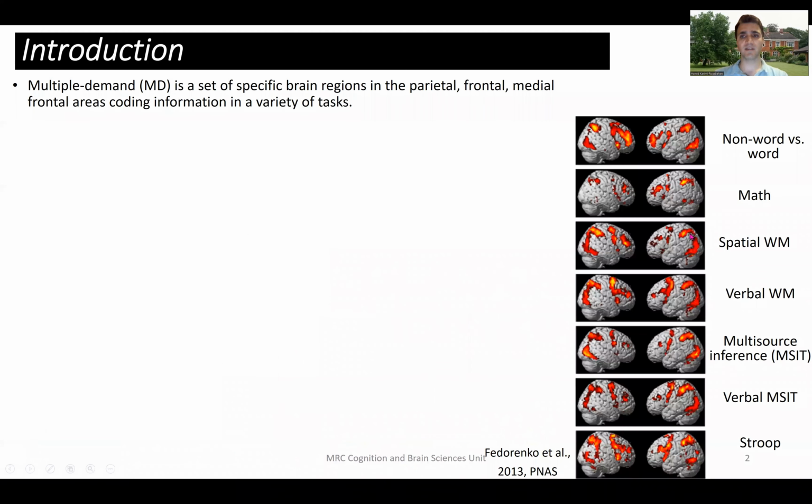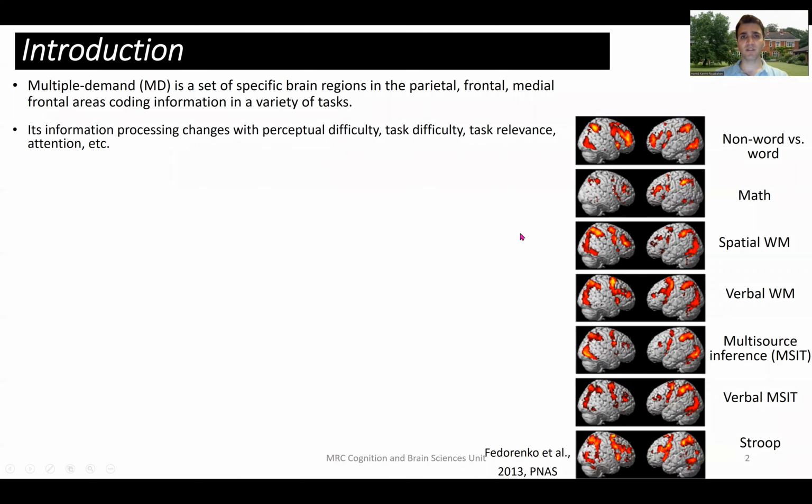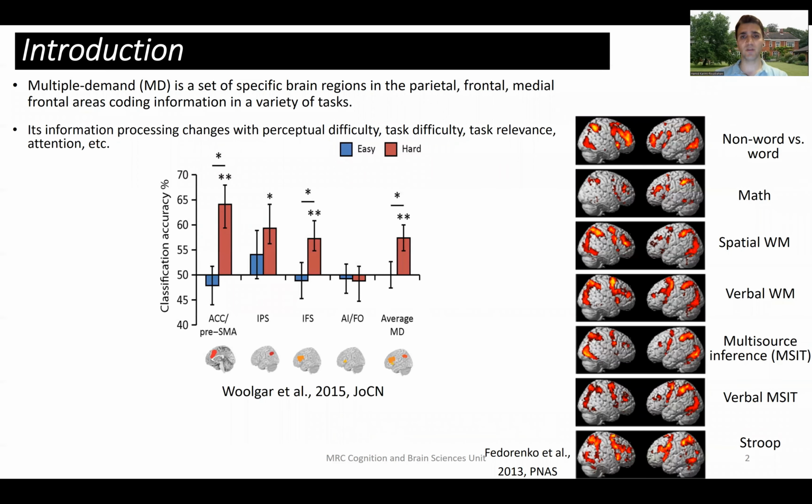The multiple domain network is a set of brain regions across parietal, frontal, and medial-frontal cortices, where information is encoded across a wide variety of tasks, such as word discrimination, maths, working memory, and stroke. And information processing across this network is very flexible and it often changes with perceptual difficulty of the stimuli.